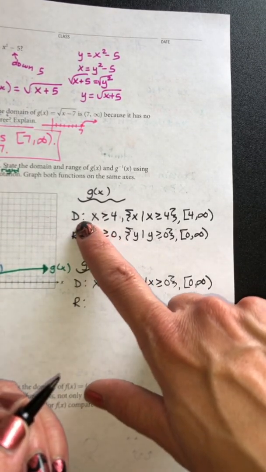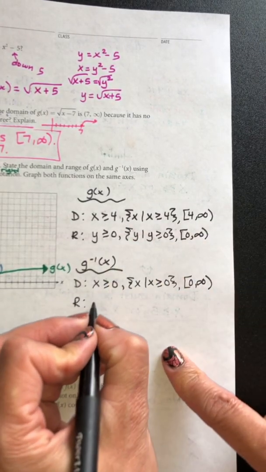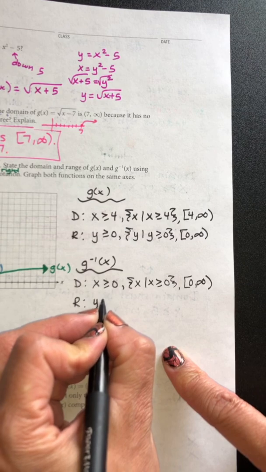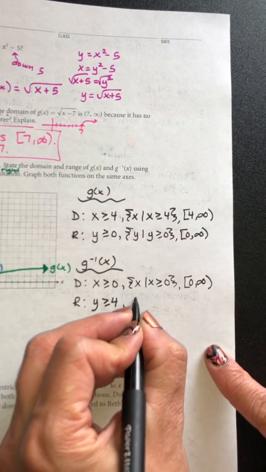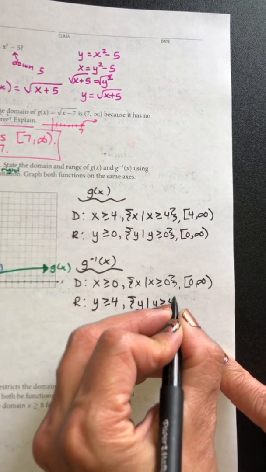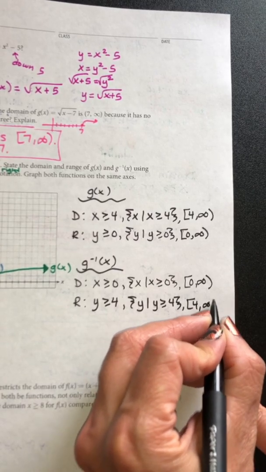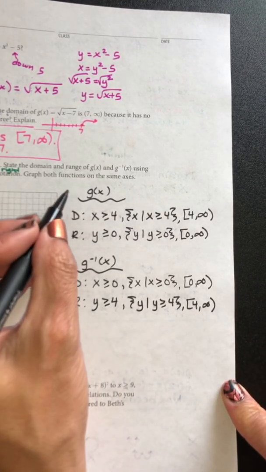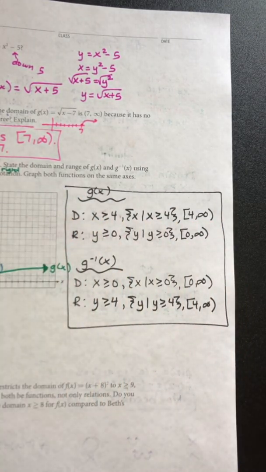And then the range should be exactly like the domain of g of x, just instead of x put y because we're talking about the range of the inverse. So y greater than or equal to 4. In set notation, y such that y is greater than or equal to 4. And then square bracket 4 to positive infinity. And there we go. And that's it.